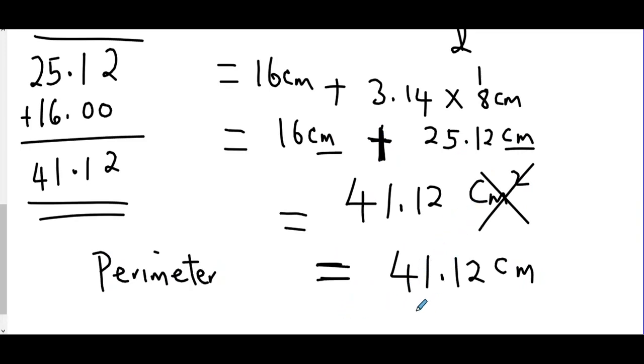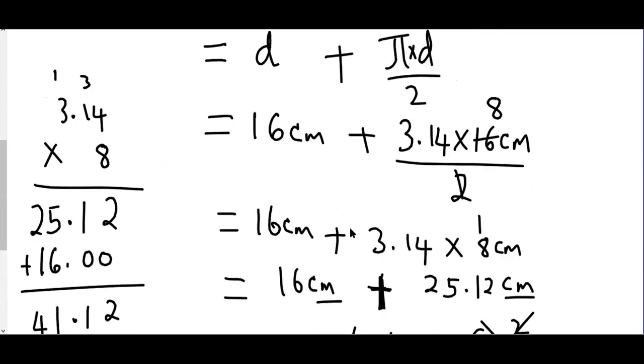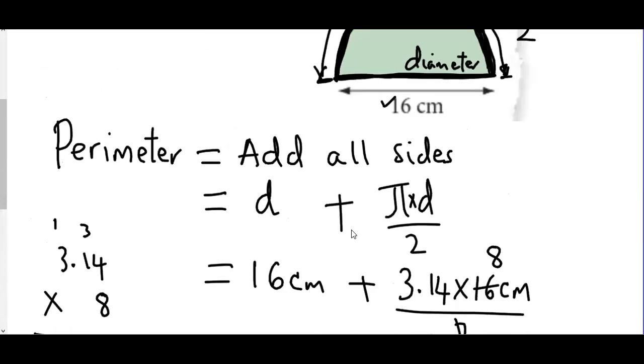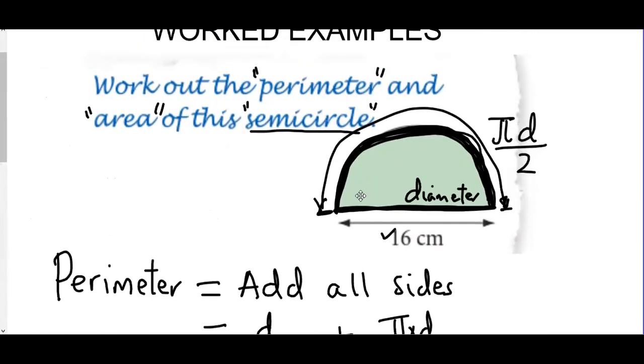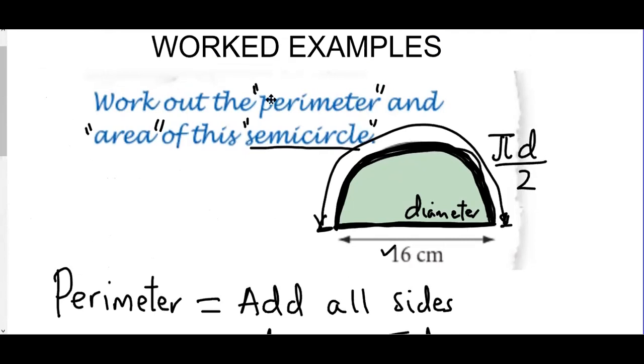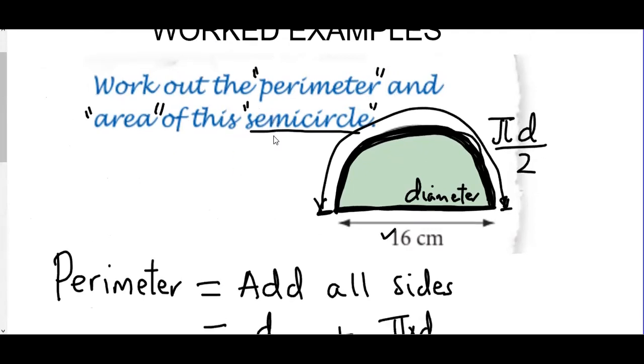Okay. Now you can pause the video, take the notes clearly, starting from here. This is the question, and you have to draw nicely. This is the question with the example. Work out the perimeter and area of this semicircle. So start from there. Then go slowly, bit by bit.